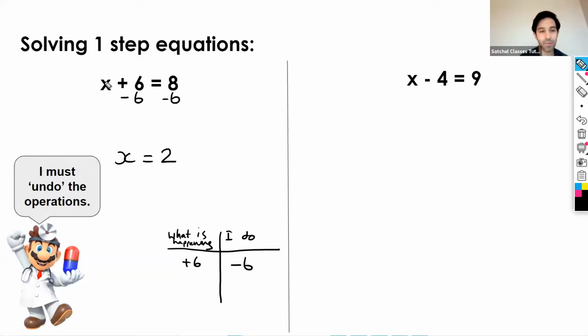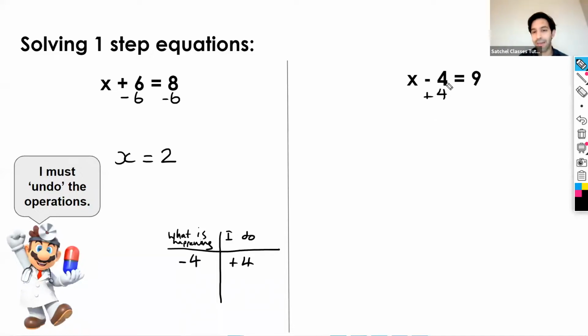Like I said, this equation is quite a simple one, so we'd be able to tell by just looking at it. But this method really comes in handy when we have more difficult equations. So let's have a go at this one. Again, what is happening to x here? I'm just going to rub these out. What is happening to x? Well, we have x and we're subtracting 4 from it. So what's happening is a subtraction of 4. What we need to do is the inverse operation. The inverse operation to subtracting 4 is adding 4. So I need to add 4 to both sides of my equation.